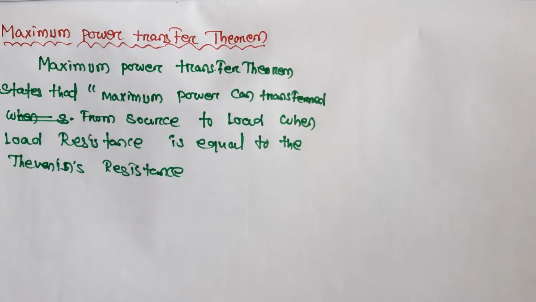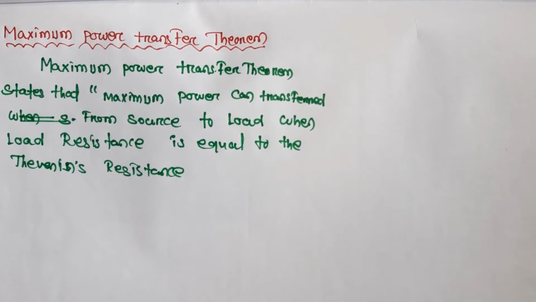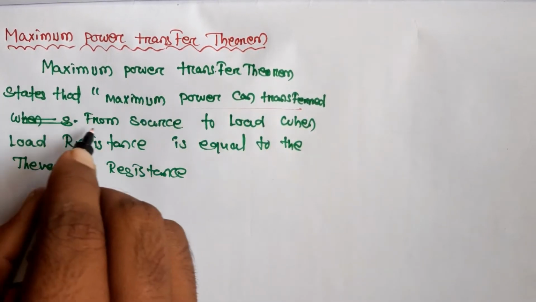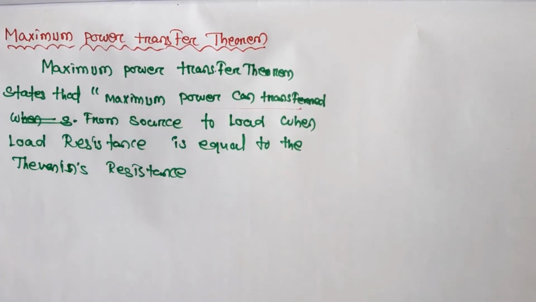Today we are going to discuss a theorem named the maximum power transfer theorem. This theorem states that the maximum power can transfer from the source to the load when the load resistance is equal to the Thevenin's resistance.